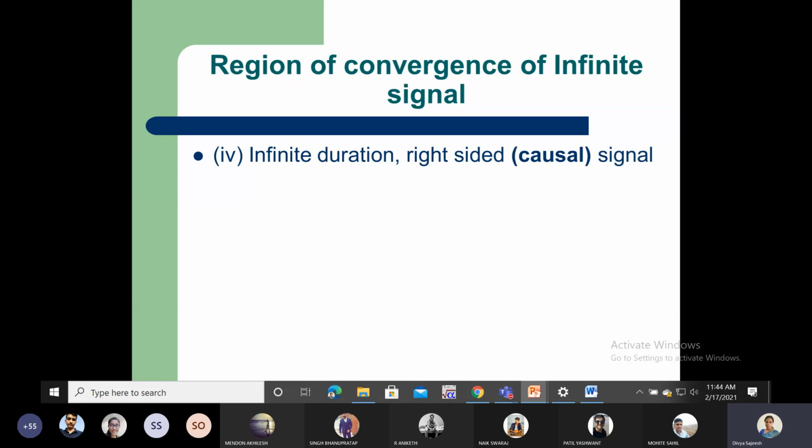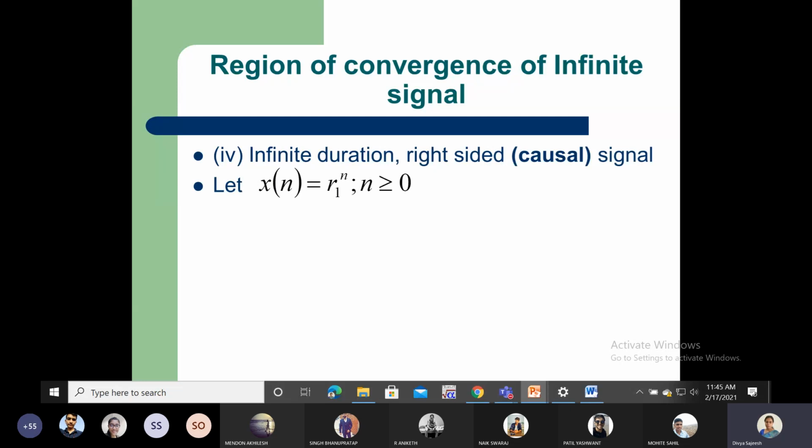Now let us go to the infinite duration right-sided signal. The signal will exist up to infinity, and it is right-sided, hence the name causal signal. Since it is infinite, it will be a series. Since it is right-sided, n should be greater than 0, and it extends. We don't know what the limit is; it extends up to infinity.